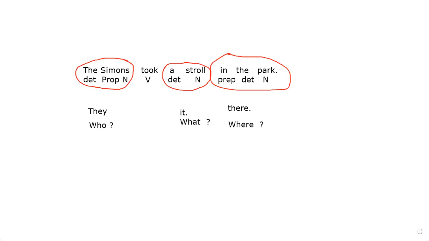lines where those two pieces come together as one chunk. And what do I do with that took? So now I have the subject of my sentence. The Simons, that's one chunk that I can replace with a subject pronoun. I have the direct object of my sentence, a stroll. That can be replaced by an object pronoun. And then lastly, I have an adverbial. This is a prepositional phrase, right? And it's an adverbial because it's telling me something about the verb. It's giving me the location of this taking a stroll, right?